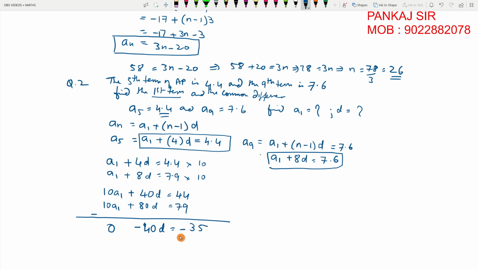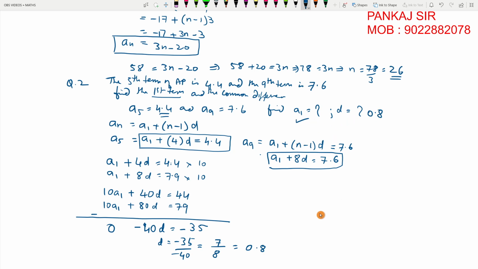So my d will be equal to minus 32 over minus 40, which is equal to, minus minus will cancel, so it will be 32 upon 40, which is nothing but 0.8. Okay. So this is what I'm getting for d. Now I got this answer for d. I got d equal to 0.8.